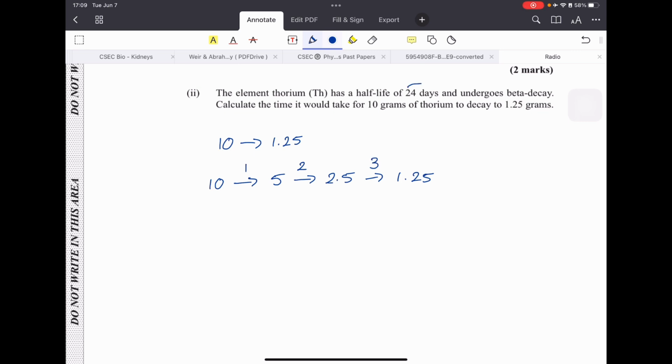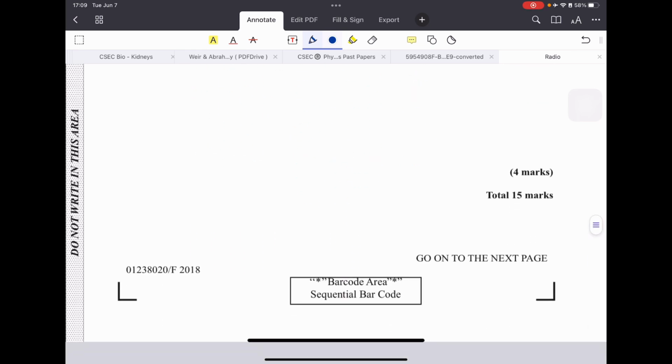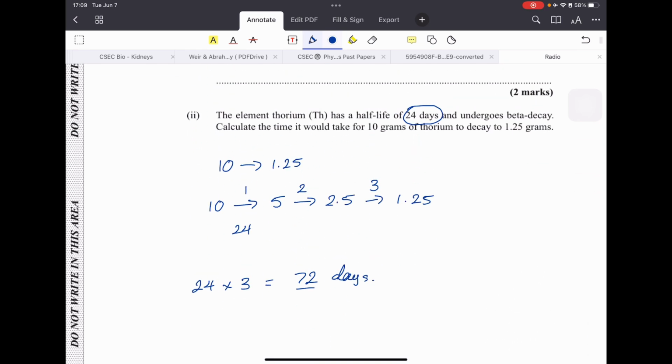And the half-life is 24 days. So each time it decreases by half, that is 24 days. Right? So if it's 3 half-lives, it's going to be 24 multiplied by 3, which is 72 days. That's how long it's going to take to decrease to 1.25 grams. And there we have it. That is a quick summary on radioactivity, radioactive decay, and also nuclear reactions. I hope you guys found this helpful.